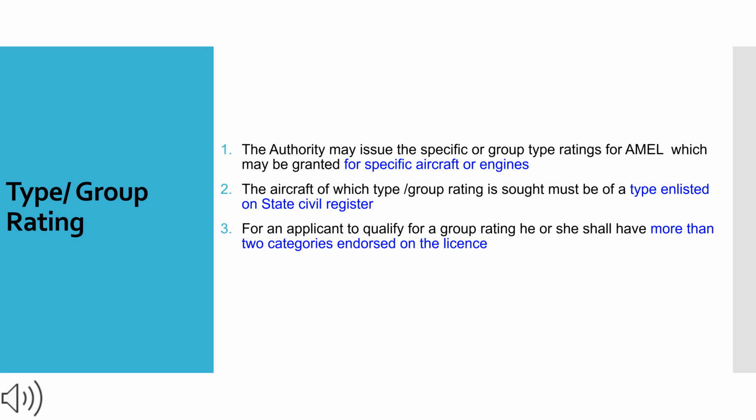But mind you that the aircraft of which the type or group rating is sought must be of a type enlisted on the state civil register. It means here that the aircraft must be registered by the Tanzania Civil Aviation Authority. For the applicant to qualify for a group rating, he or she shall have more than 2 categories endorsed on the license.